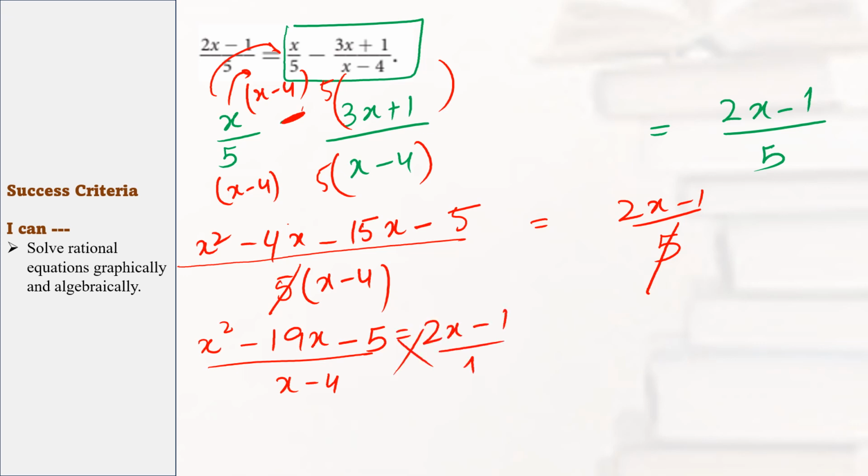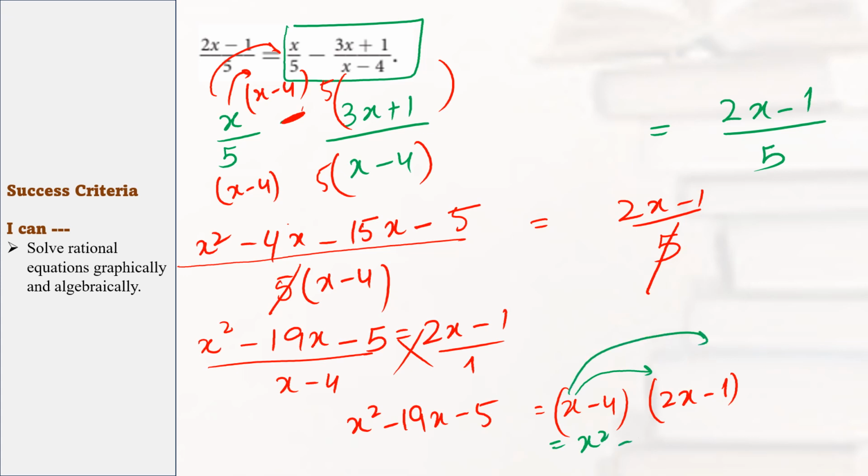Cross multiply. So x minus 4 will be multiplied by 2x minus 1, and here x square minus 19x minus 5. Open the bracket. X times 2x, x square. X times negative 1, negative x. Negative 4 times 2, negative 8x, and negative 4 times negative 1 is positive 4. And here x square minus 19x minus 5. Now here it's 2x square minus x, yes.